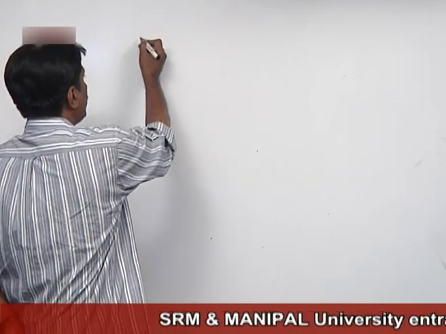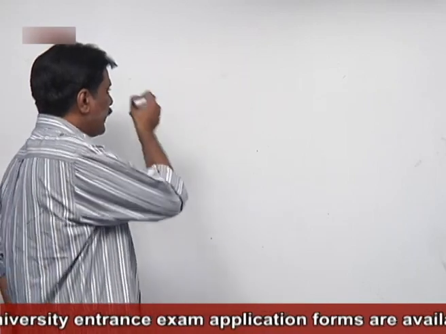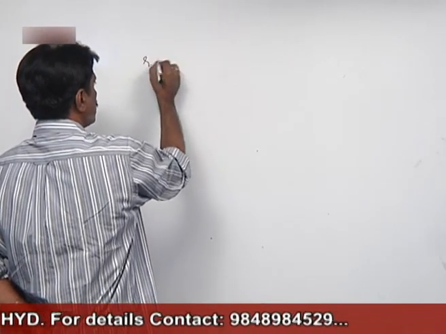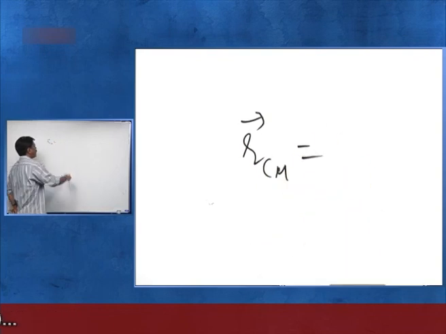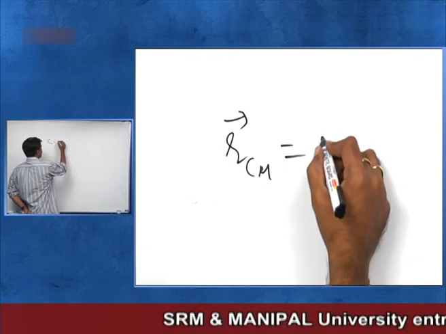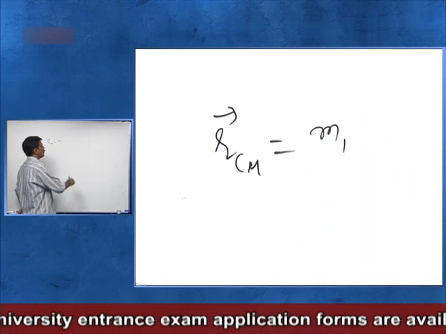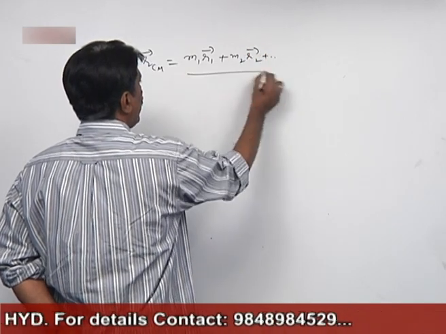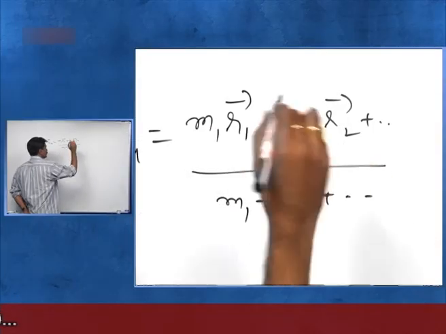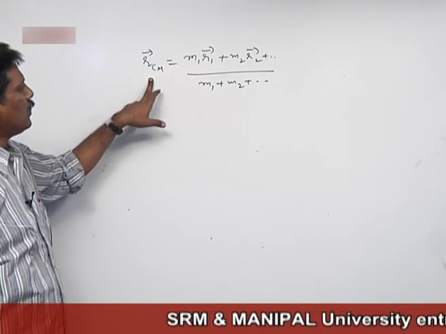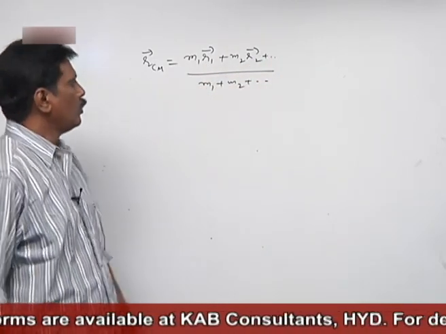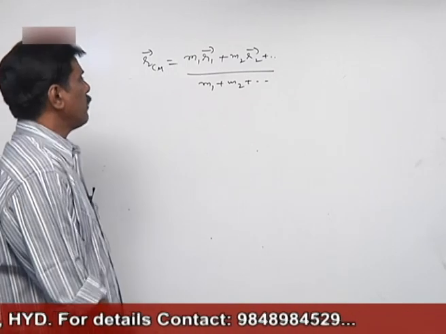Now, let us go to a further extension of this topic, center of mass, by studying the motion of the center of mass. Let us study the motion of the center of mass. Already we know that the position vector of the center of mass, for a number of particles m1, m2, m3, etc., with position vectors r1, r2, r3, etc., is equal to m1 r1 plus m2 r2 and so on, divided by m1 plus m2 and so on. This is the relation for the position vector of the center of mass. Now, let us differentiate this with respect to time.